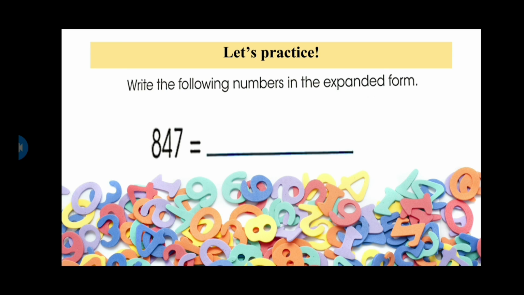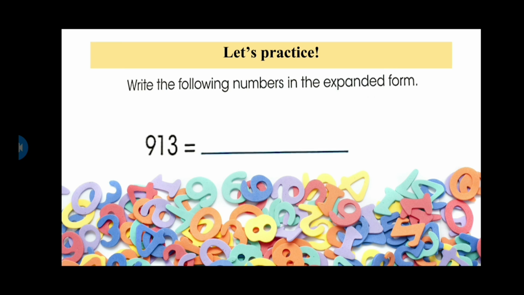And of course, we have the number on the ones, which is 7. You just copy 7 at the end. So we have 800 plus 40 plus 7. There you go. We have now the expanded form.